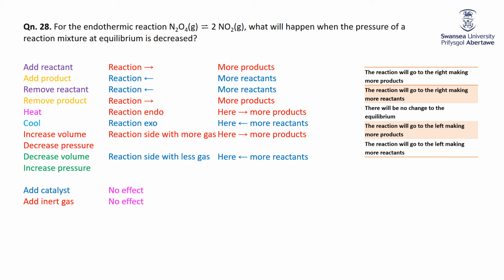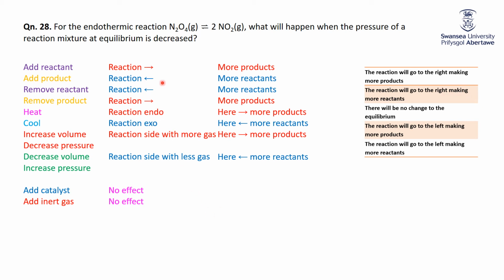Now it is worth pointing out the possible answers, just in case you do some multiple choice questions at some point in your life. Always worthwhile eliminating the silly ones. You can see here, going to the right makes more products. Every time we talk about going to the right, that's in red, we make more products. So if the reaction goes to the right, it certainly doesn't make more reactants. So you can eliminate that one before you even start thinking.